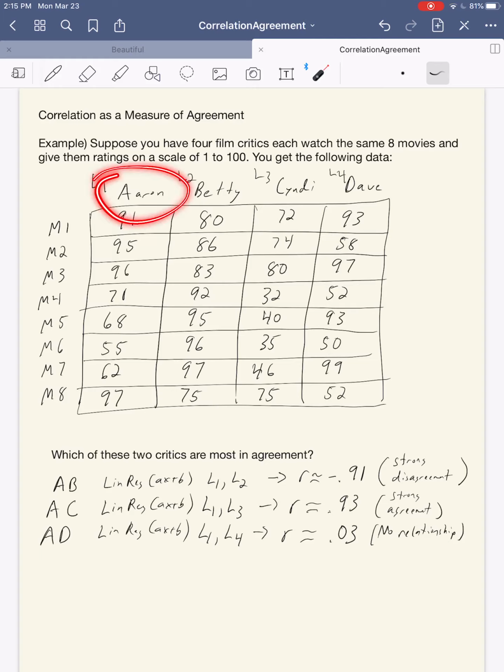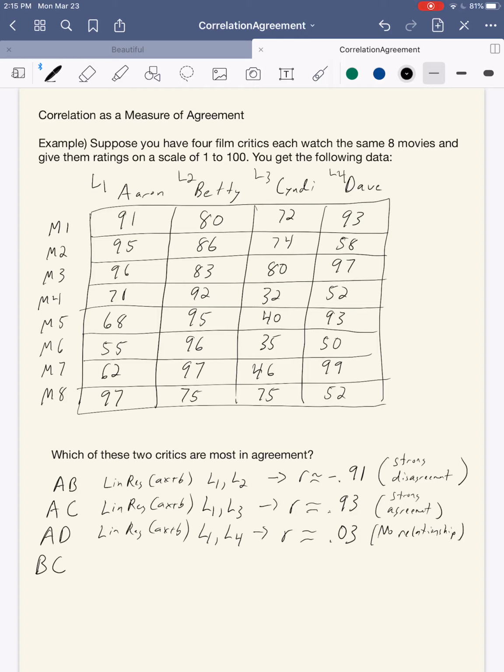We've done all the pairings that involve Ehren, but of course there's other pairings as well. We have to talk about Betty and Cindy, Betty and Dave, and then Cindy and Dave. So let's go ahead and do those. Let's talk about Betty and Cindy. Notice we don't have to talk about Betty and Ehren because we already know what happens between them, right?